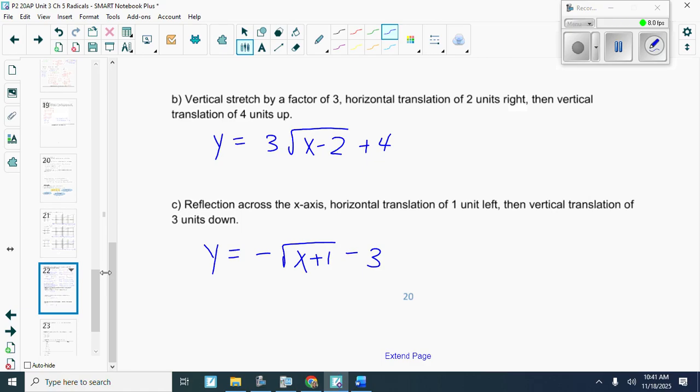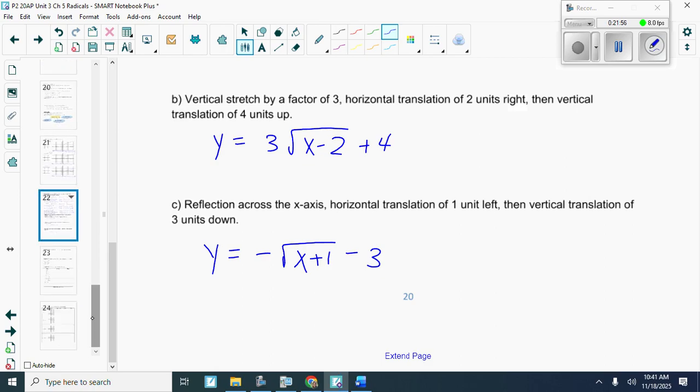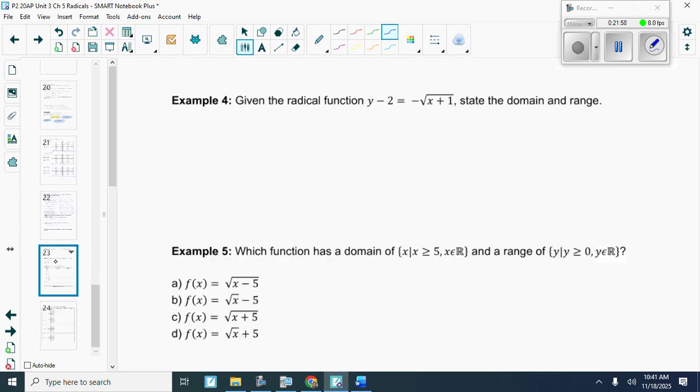All right. Okay. For the next one, we have just a couple more examples, and then we'll get you guys doing a little bit of questions on your own. Okay. Given the radical function, state the domain and range. In order to be able to state the domain and range, you want the radical function to be in standard form. Okay. That means y on one side, because it's a function, everything else on the other. So the only thing that you need to do with this is just move 2 to the other side.